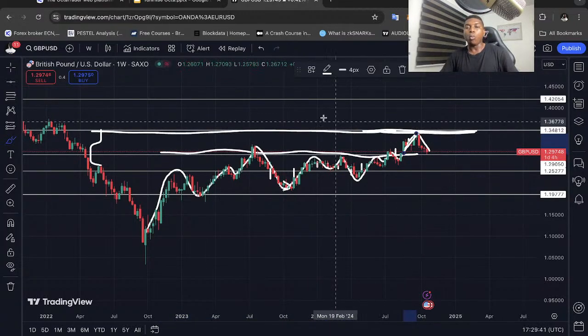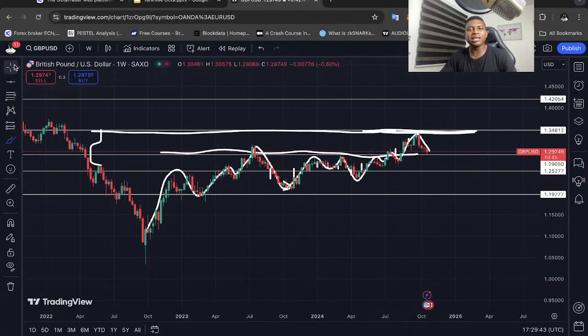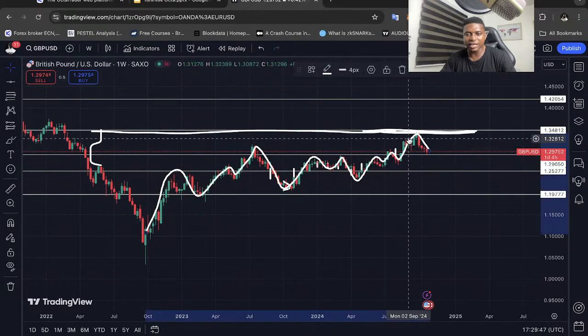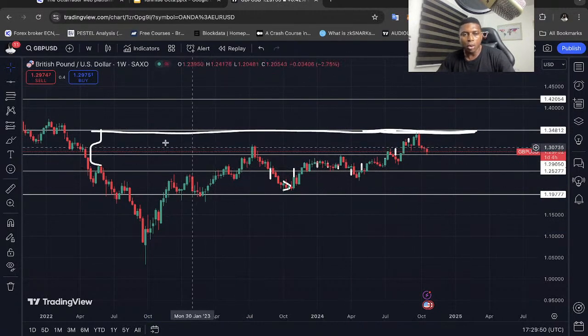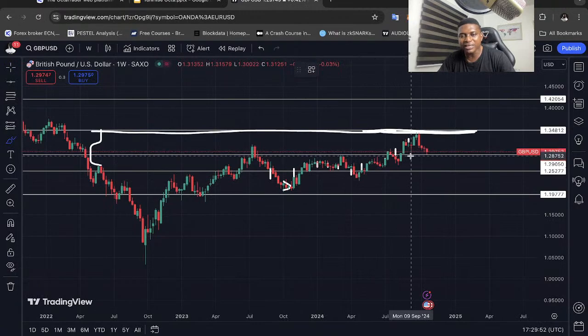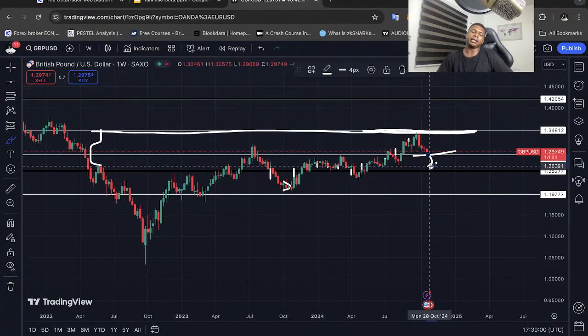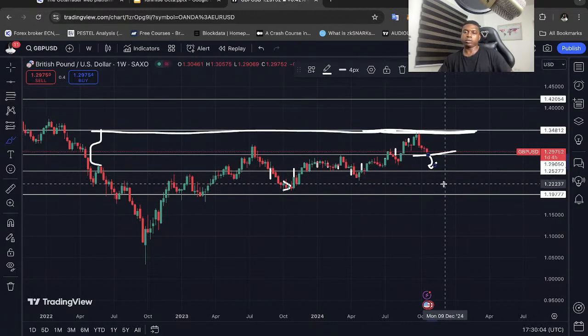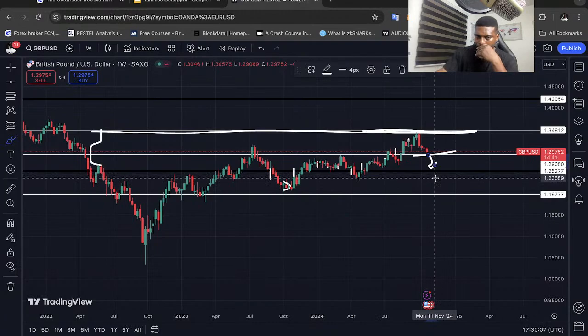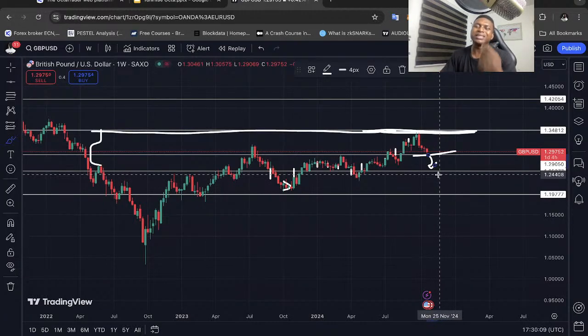Okay, now what would most likely change the tide for this movement in which price has embarked on? What will change the tide is when price breaks down further from this level. Okay, that would really change the tide of price movement, and there would be a further decline in price.